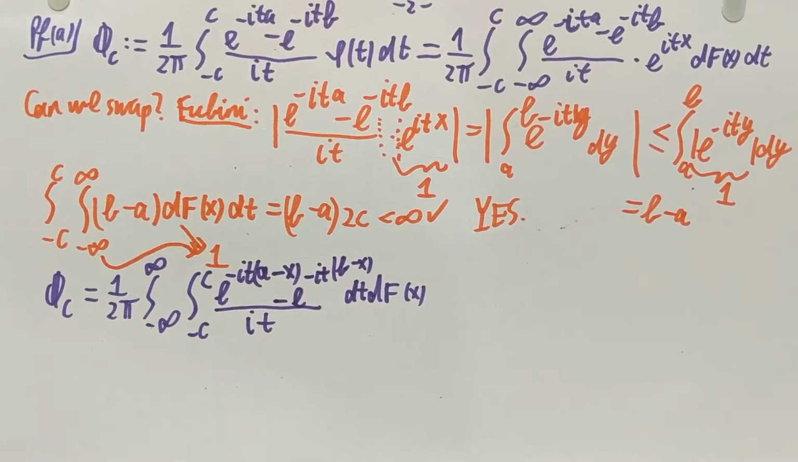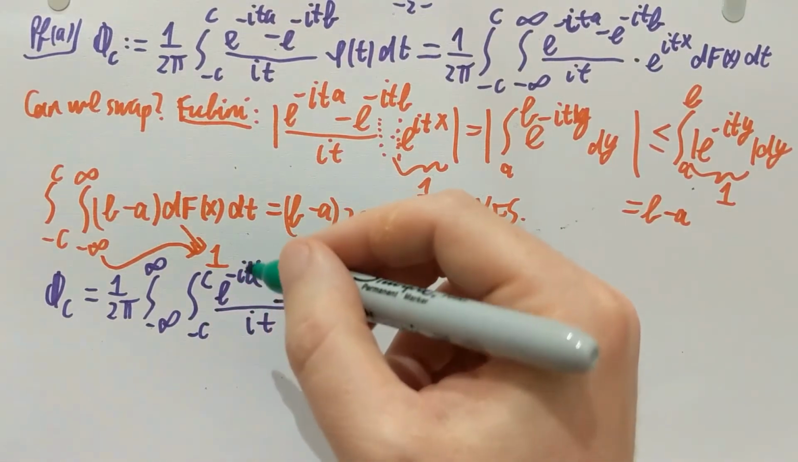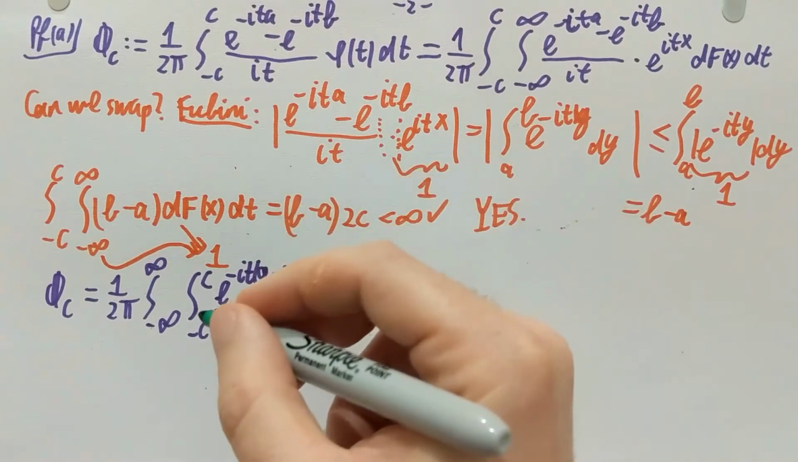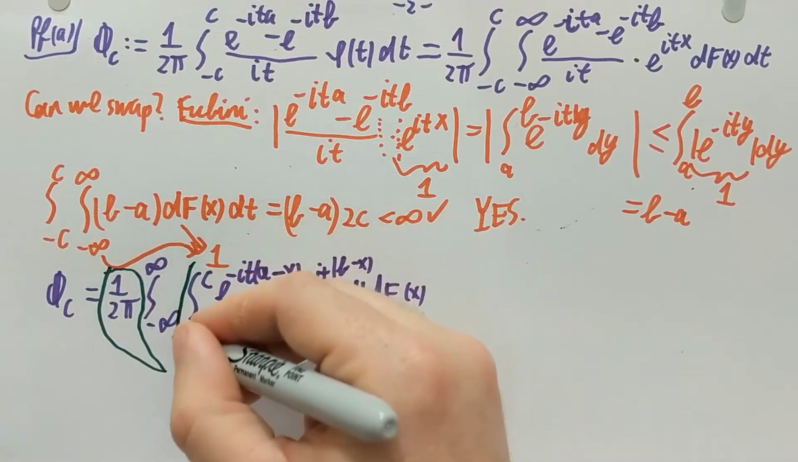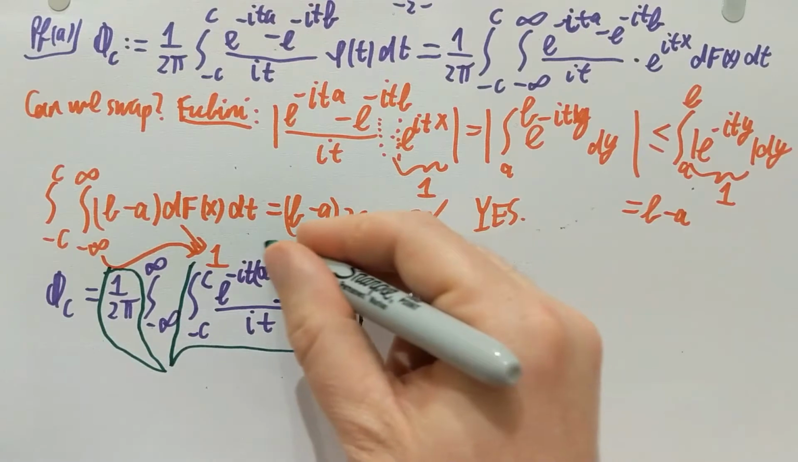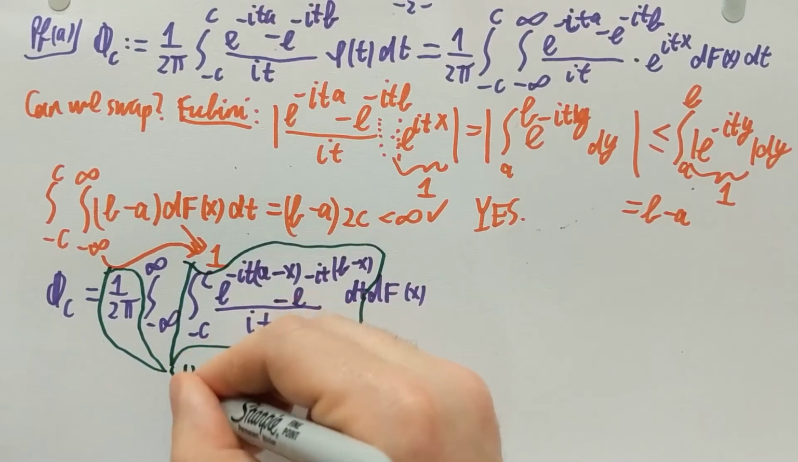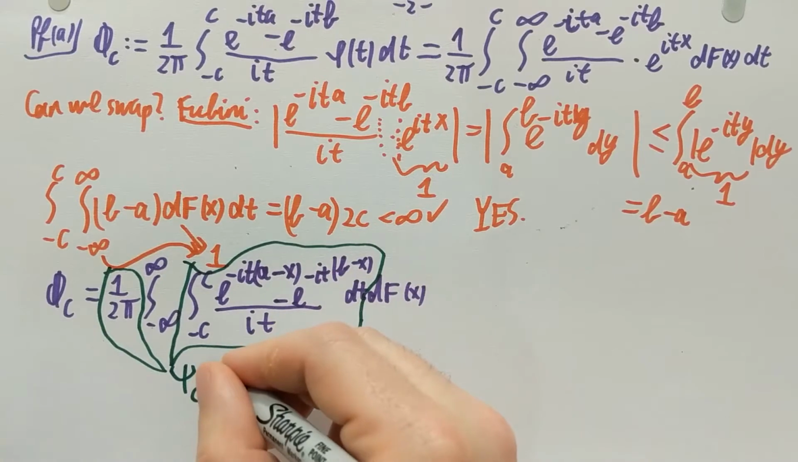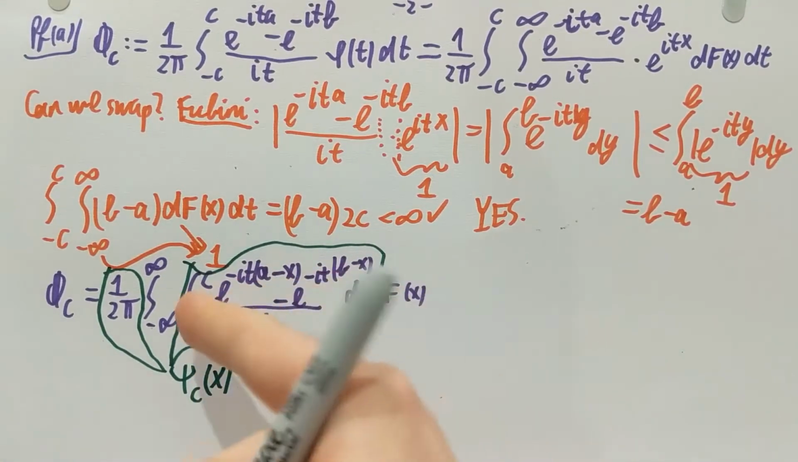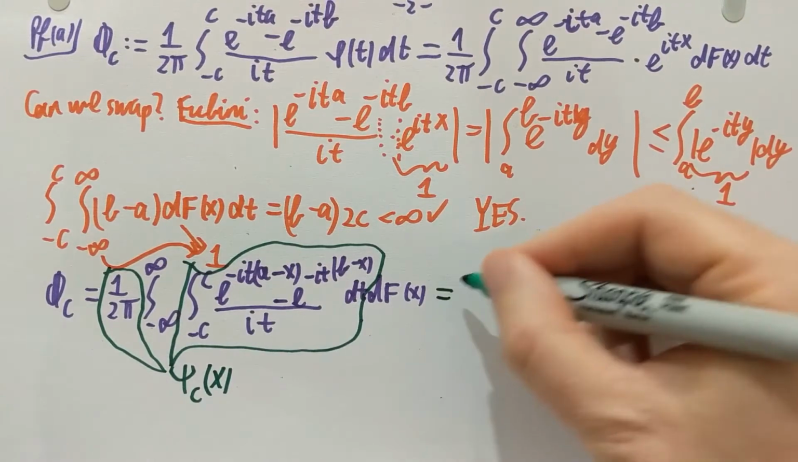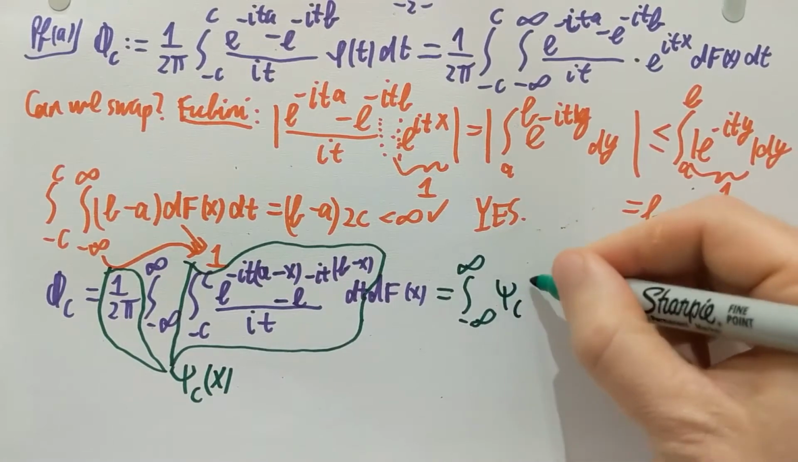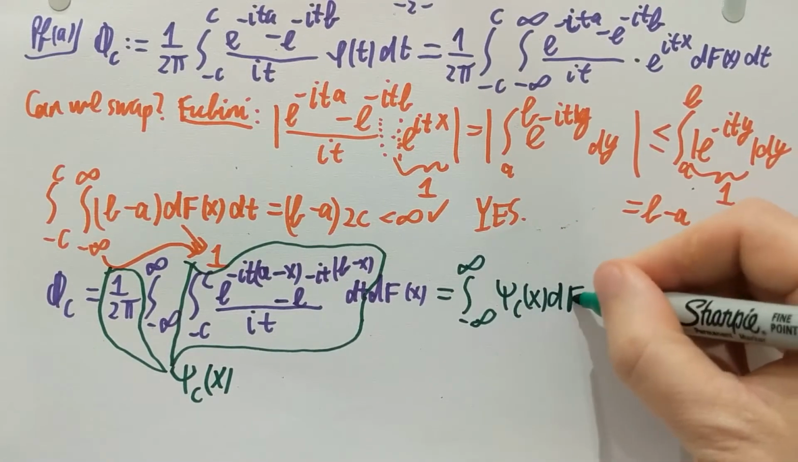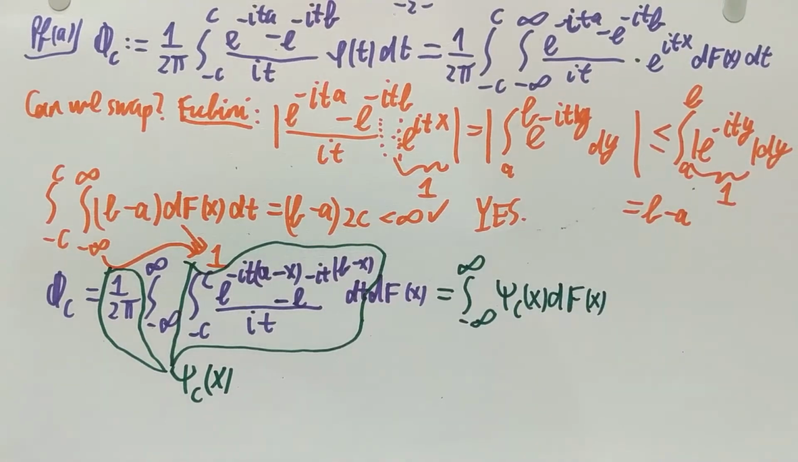Okay, so that's what I got for the double integral that makes up phi of c. Now this thing here in the middle, actually including the 1 over 2 pi, and this integral in the middle, together, I'm going to call this psi of c. Obviously it depends on x, it doesn't depend on t because I'm integrating with respect to t. So with that notation, I find that I'm integrating from minus infinity to infinity psi of x dFx. Okay, what comes next is analyzing this psi.